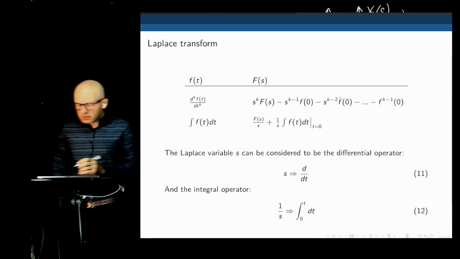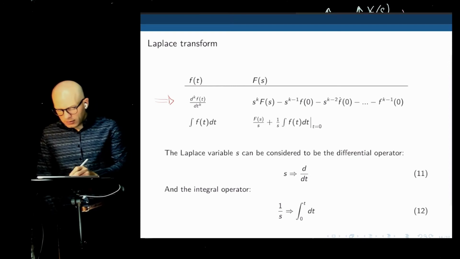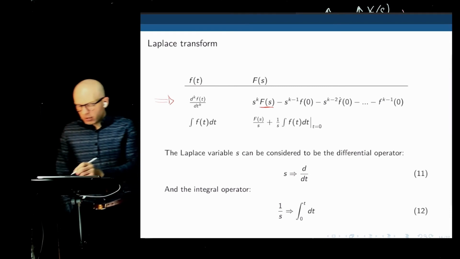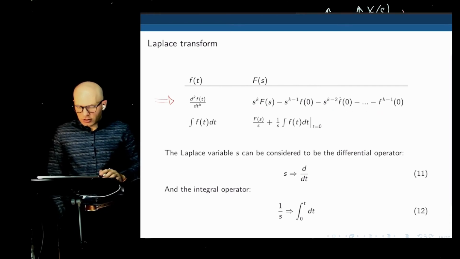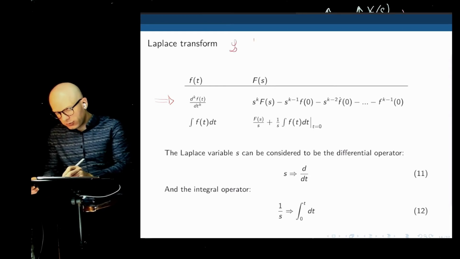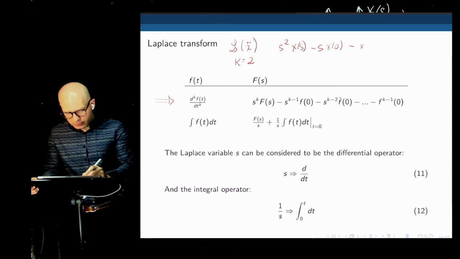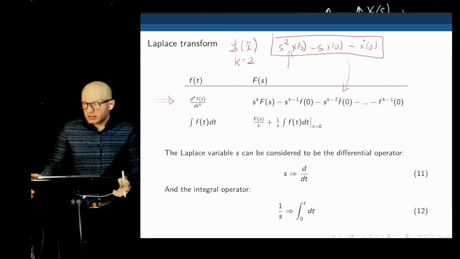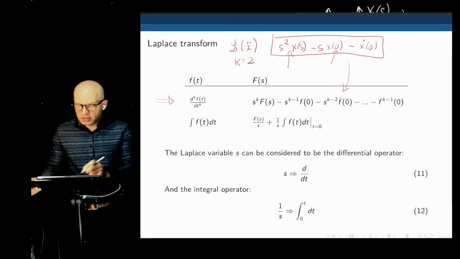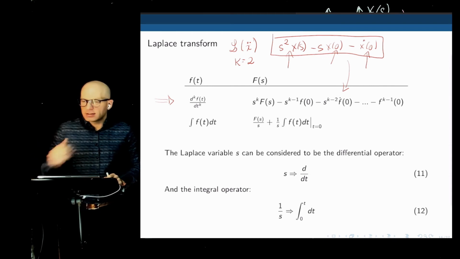For the derivative, I will also need you to pay specific attention to initial conditions. Here is one example. The kth derivative of the function f of t becomes F of s, now multiplied by s to the power of k, minus a bunch of elements that correspond to the initial conditions. For example, for the second derivative, the Laplace transform of x double dot, k equals 2, gives s squared times X of s minus s times x of 0 minus x dot of 0. What are these elements? s squared times X of s is the Laplace transform part. The other two are the initial conditions. X of 0 means the initial position, if we are dealing with position, and x dot of 0 is the initial speed, the derivative of position at time 0.